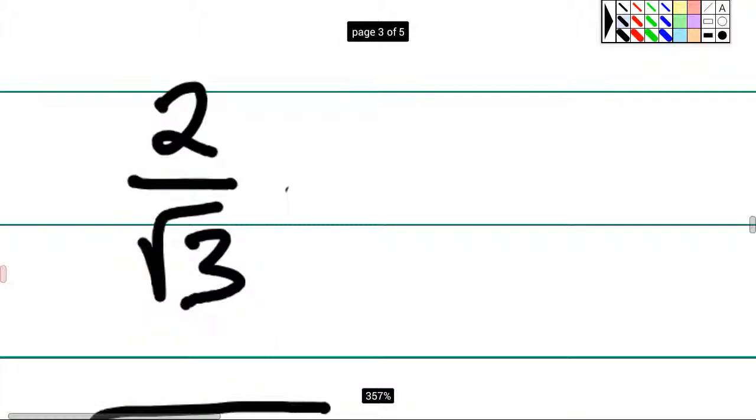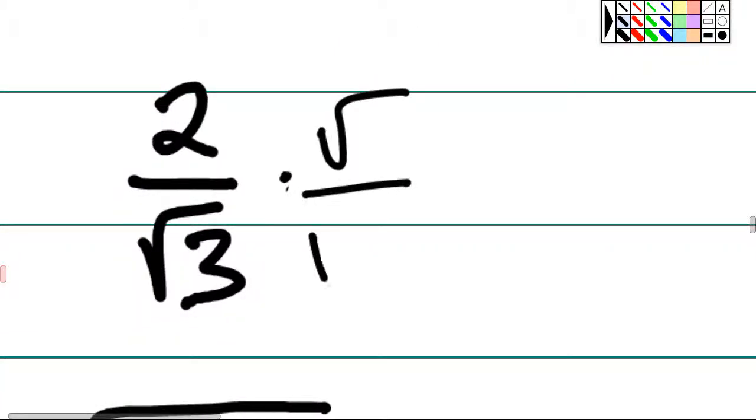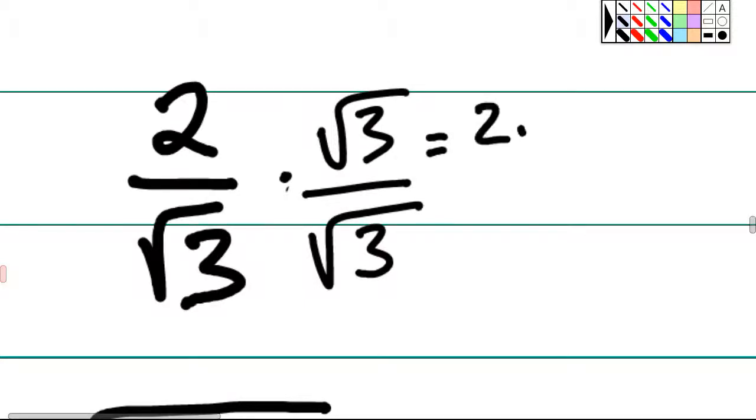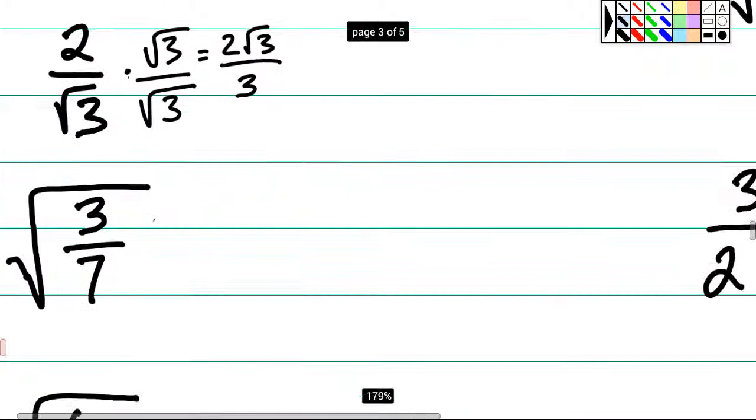Same kind of thing here. Got to multiply top and bottom by that radical in the denominator. So 3 and 3. 2 times root 3 is just 2 root 3. Root 3 times root 3, you just get that thing out, and we are done.